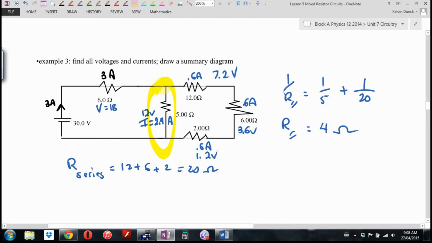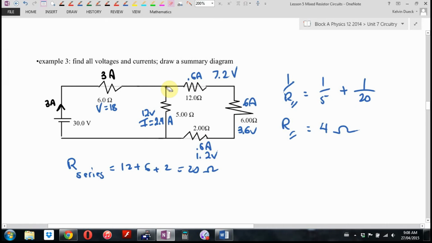12. Were we able to shake hands and meet up going down this path? Well, that means I have to have lost a total of 12 volts in the other path. If you add 7.2 and 3.6 and 1.2, please tell me, do you get 12? Well, hey, there's our check. Couldn't have fluked into that. We must be right.